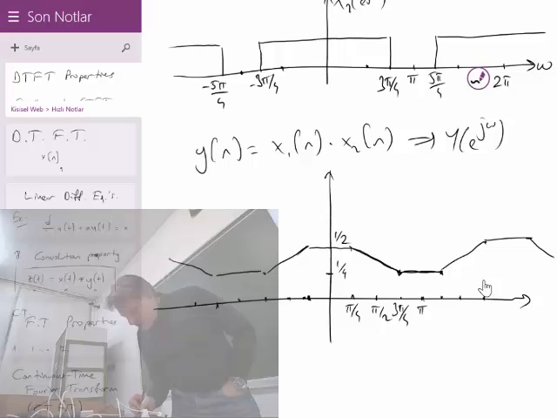Like this. So that is the shape. This is the shape that you get. Why does it stay constant for the minimum of 1 over 4 level?